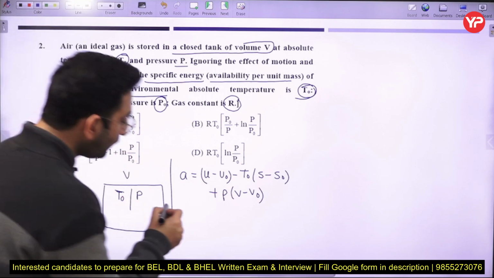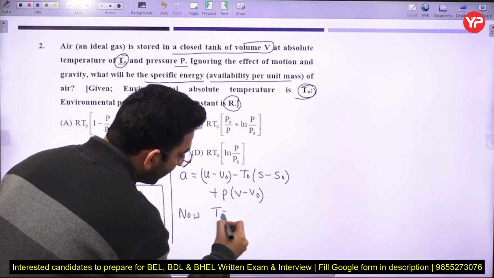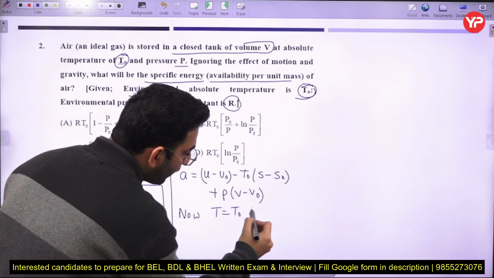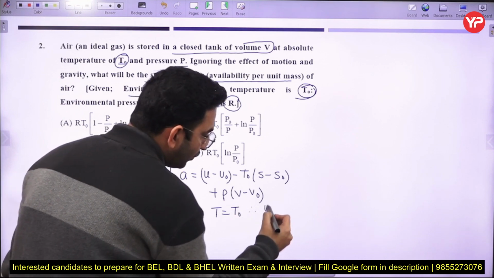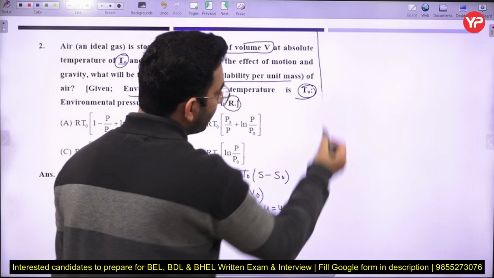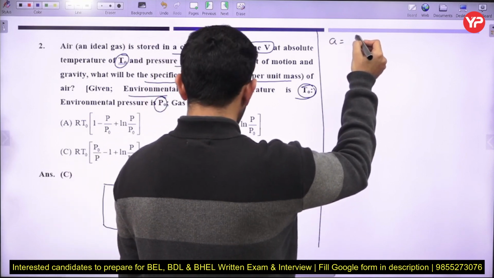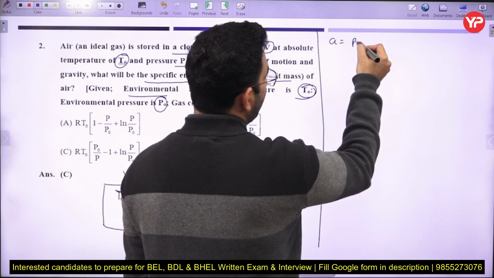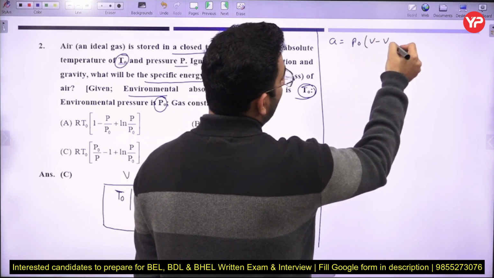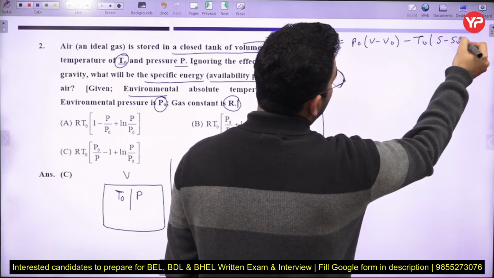Now you can see the temperature T and T naught are the same, therefore I can write U is equal to U naught here. So I can say that the availability is equal to P naught (V minus V naught) minus T naught (S minus S naught) here.